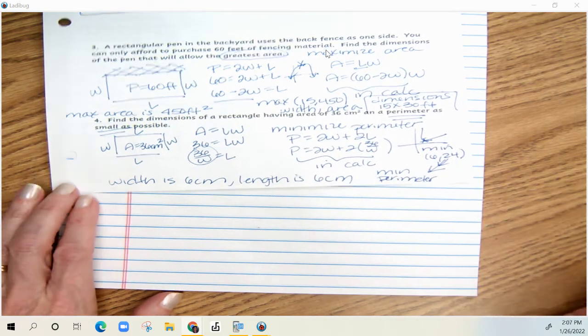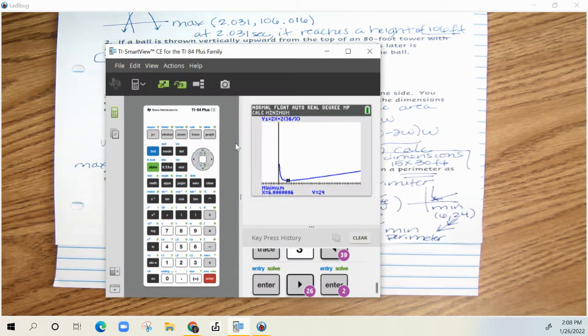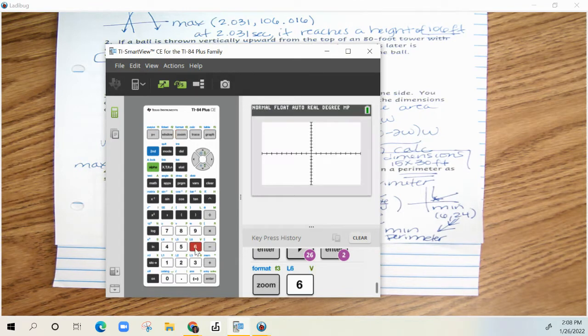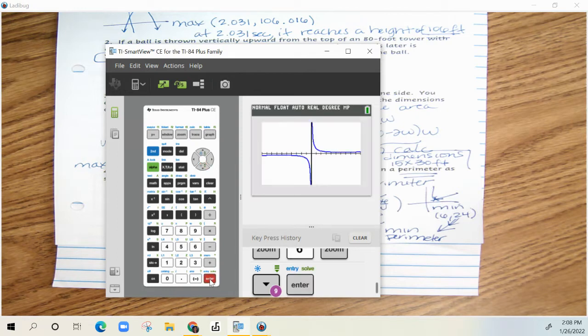Right there. Okay. Now, let me go back to the calculator for a second. Let's say I did zoom 6. That's just negative 10 to 10. That's not great. I don't see anything. So obviously that's not a good choice. So let me try that zoom fit. It's actually a great graph for this function.